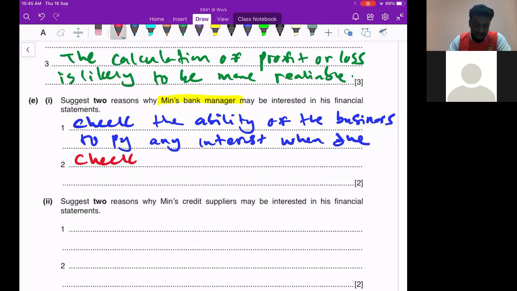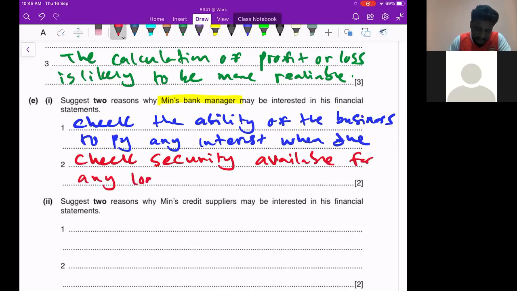Another answer I want to write here is to check the security. They want to check the security available for any loan or overdraft. So whenever the company cannot pay the loan, can they take your asset or not?